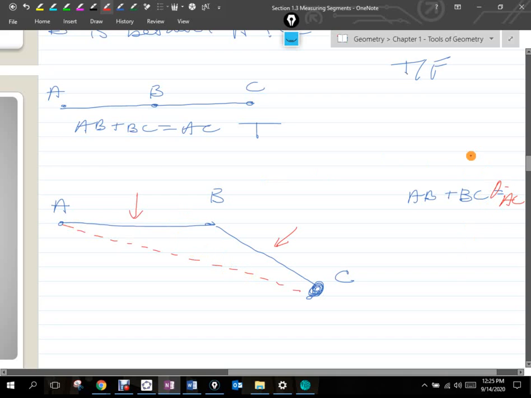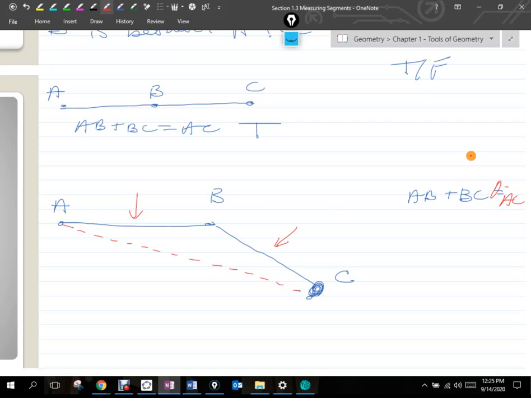So what we end up with, hopefully, is an understanding of how, when our textbook writes a postulate or a rule, we cannot alter that rule. We cannot change it.